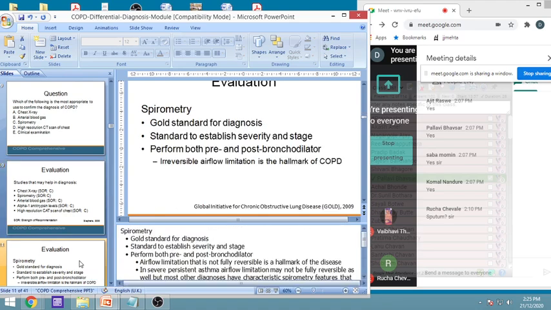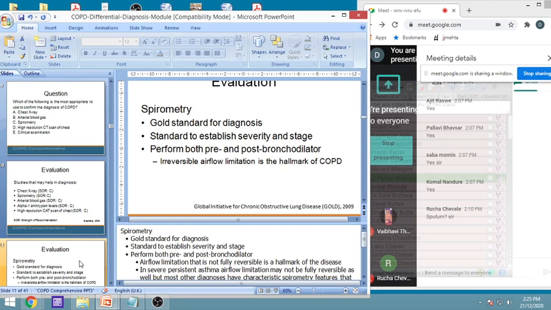So we have seen that spirometry is the gold standard for diagnosis, particularly differential diagnosis, and the standard to establish severity and the stage of the disease. It can be performed both pre and post bronchodilator, and we call it irreversible airflow limitation. That is, airflow limitation means a decrease in the FEV1 by FVC ratio. If it is less, then we say there is a limitation in the airflow. That can be reversed with the bronchodilator in case of asthma. But if it is irreversible, it is the hallmark of COPD.